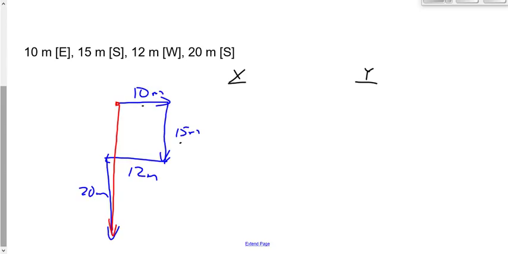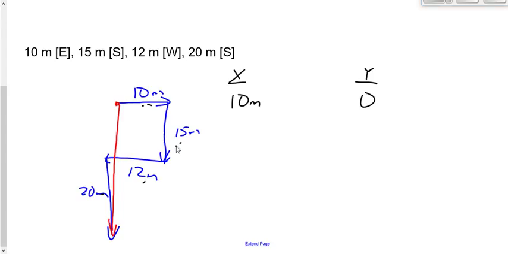Okay, vector 1, 2, 3, and 4. How much of vector 1, how much of this 10 meters is x? Remember, x is this way. Good. All of it is x. All of that 10 meters is x. How much of that 10 meters is y-axis? Ethan, how much is y-axis? 0. None. Next vector, second vector, the 15 meters.